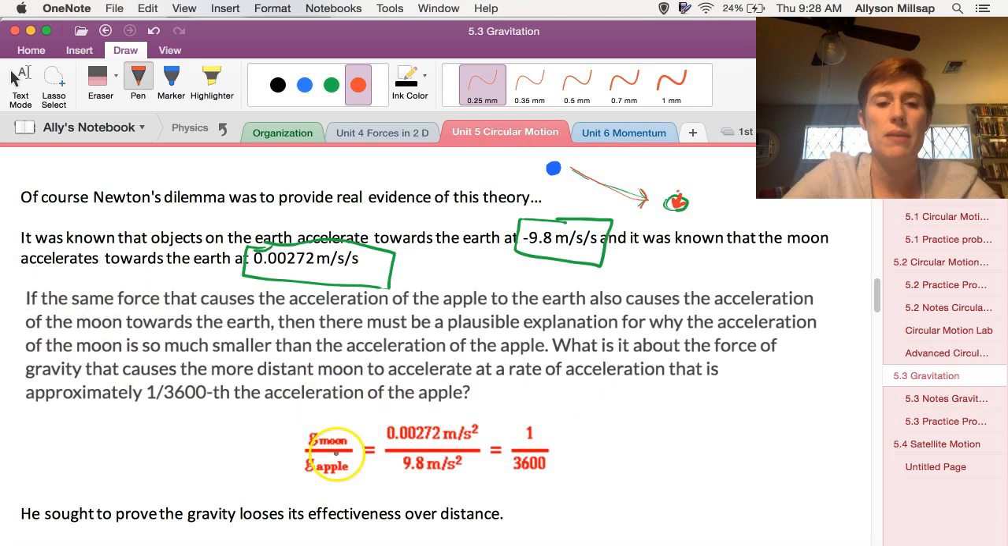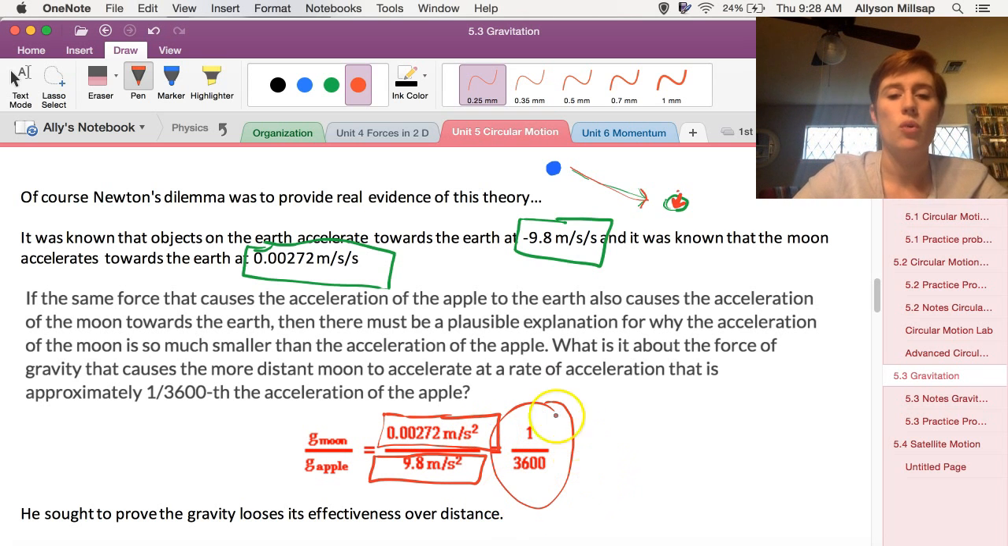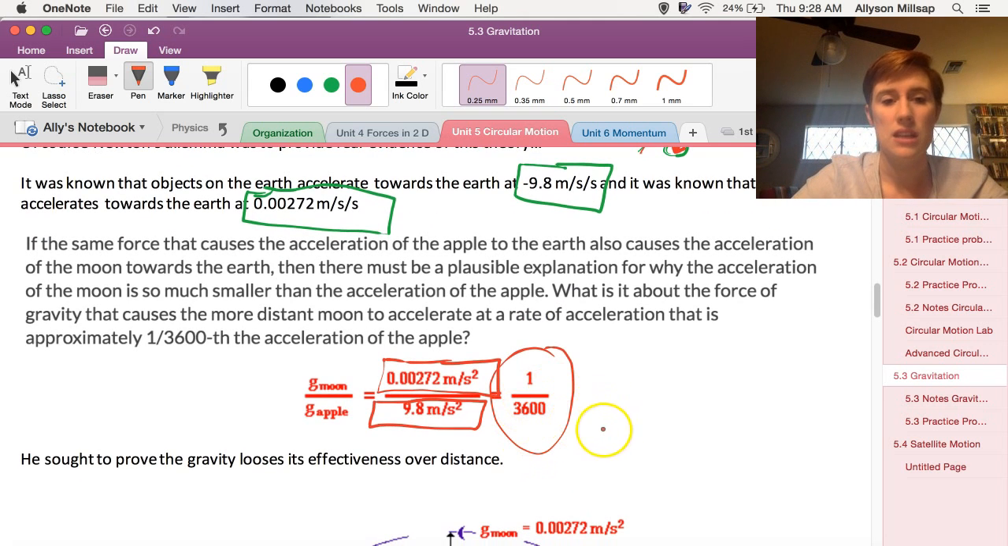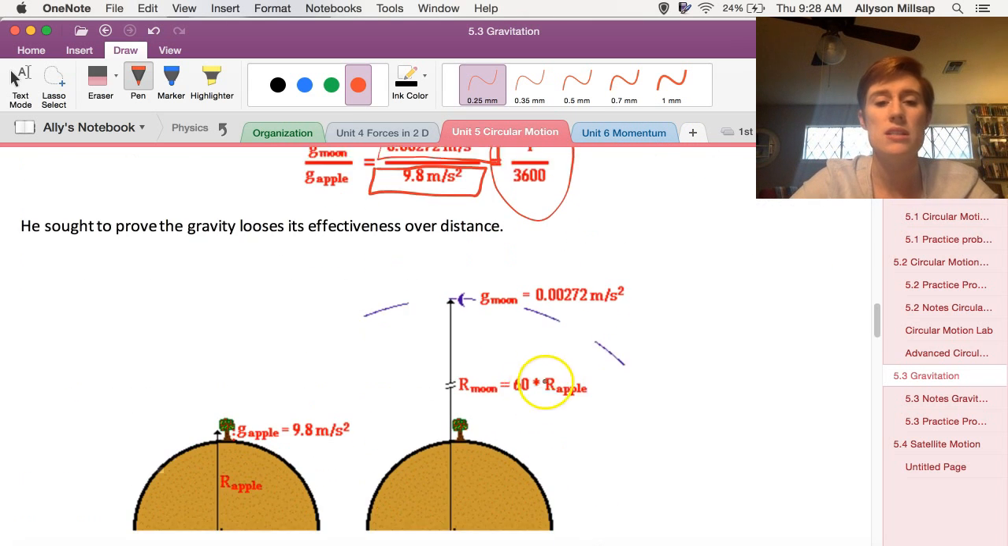So he wanted to prove that mathematically. He took the force of gravity on the moon compared to the force of gravity of an apple. That's something on the Earth. And he came up with this ratio, basically 1/3,600th. Okay, so the gravity on the moon, or the acceleration of the moon, is 1/3,600th the acceleration of an apple. And we know, based on this drawing that we looked at, that that's probably due to distance.